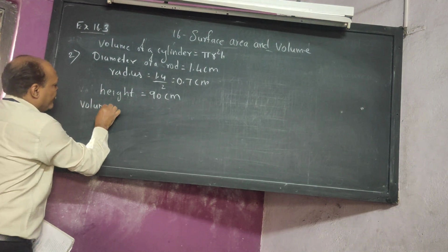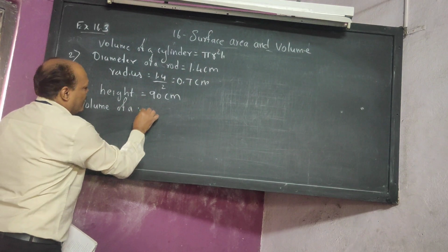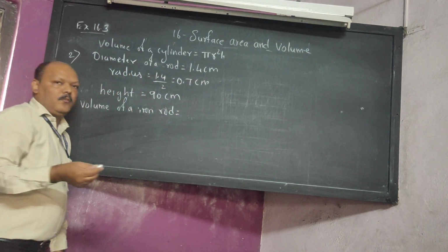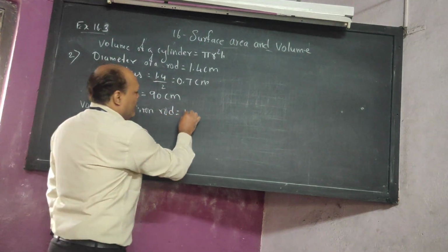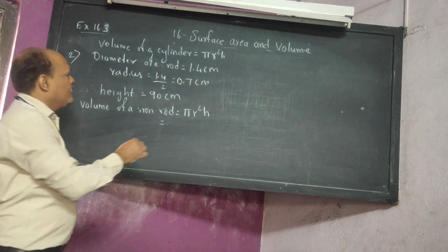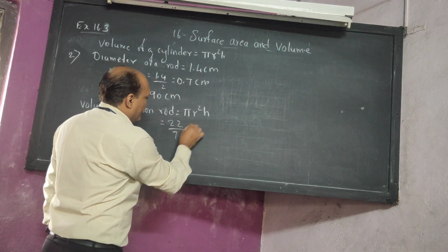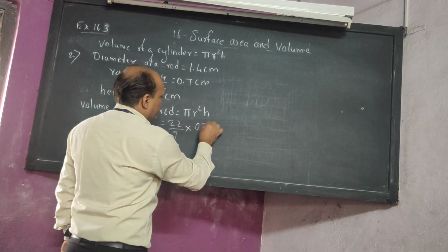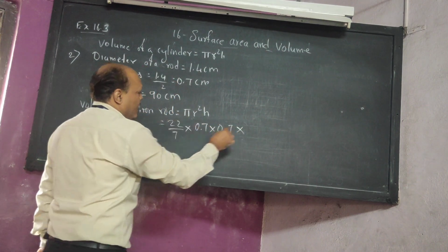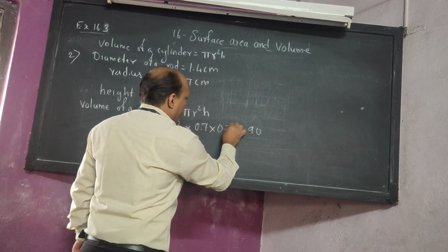Volume of an iron rod is equal to the volume of a cylinder. The formula you already know, that is pi r square h. The pi value you are going to take is 22 upon 7. The radius is given to you, 0.7 into 0.7, and the height is given to you, 90. I hope all of you understood here.